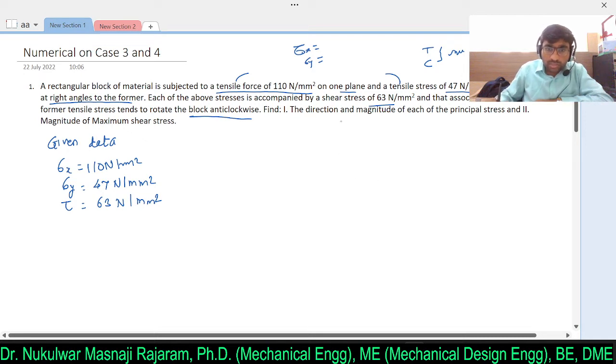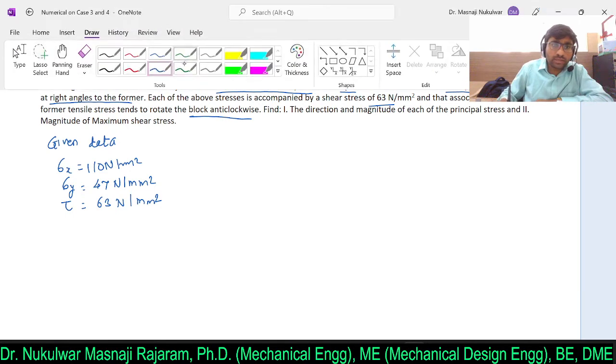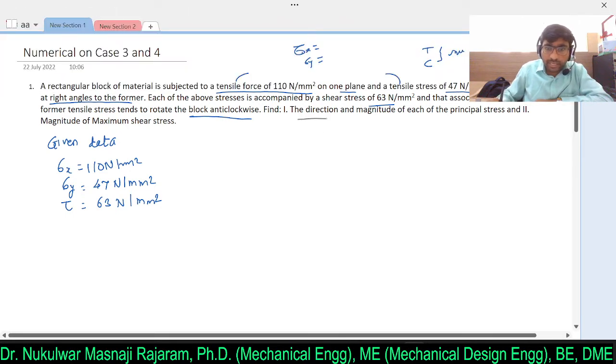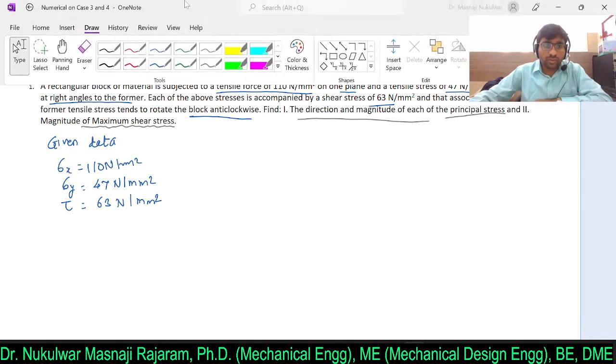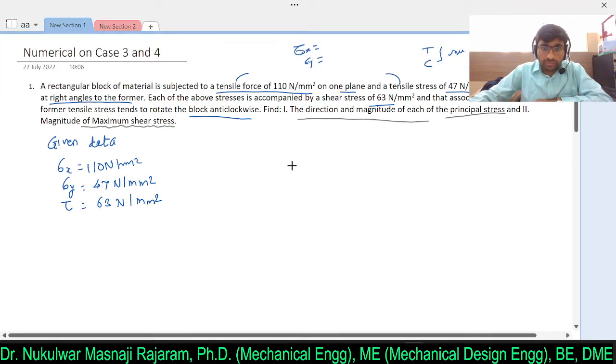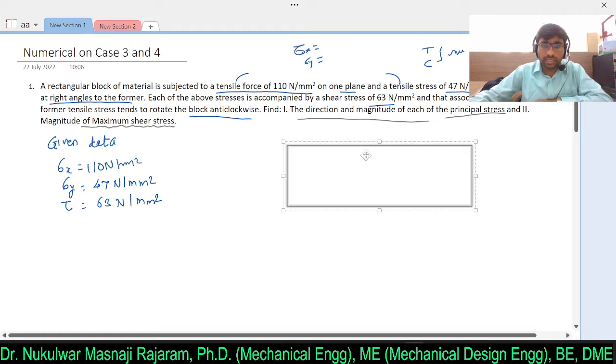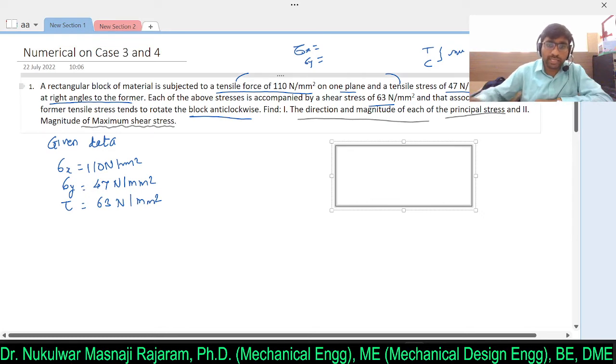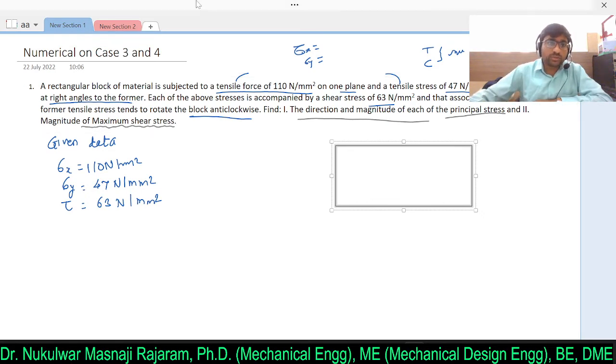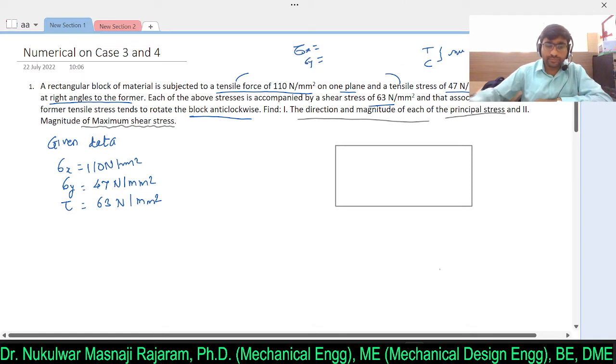What is required? They have asked us to find the direction and magnitude of each principal stress, and second, we need to evaluate the maximum shear stress. First I will draw the diagram. From this information you might have observed that this is a problem based on case number 4, as two stresses are acting. Clear? So what are the two stresses?